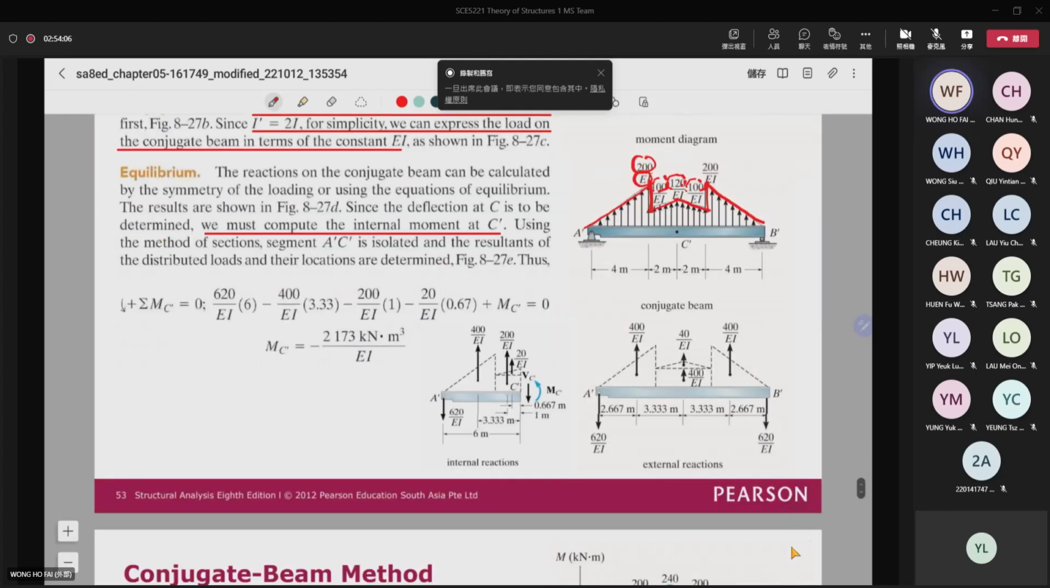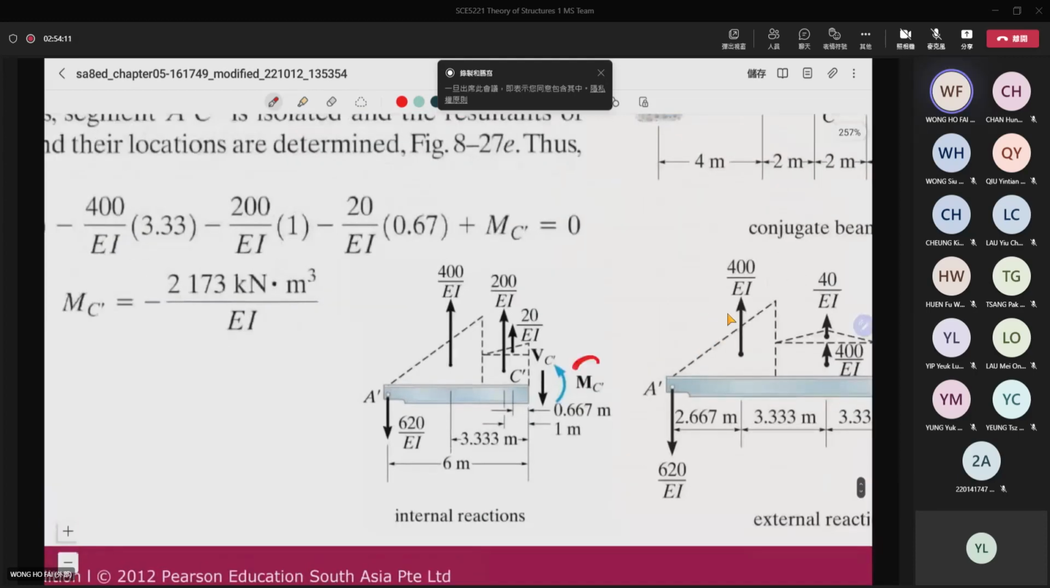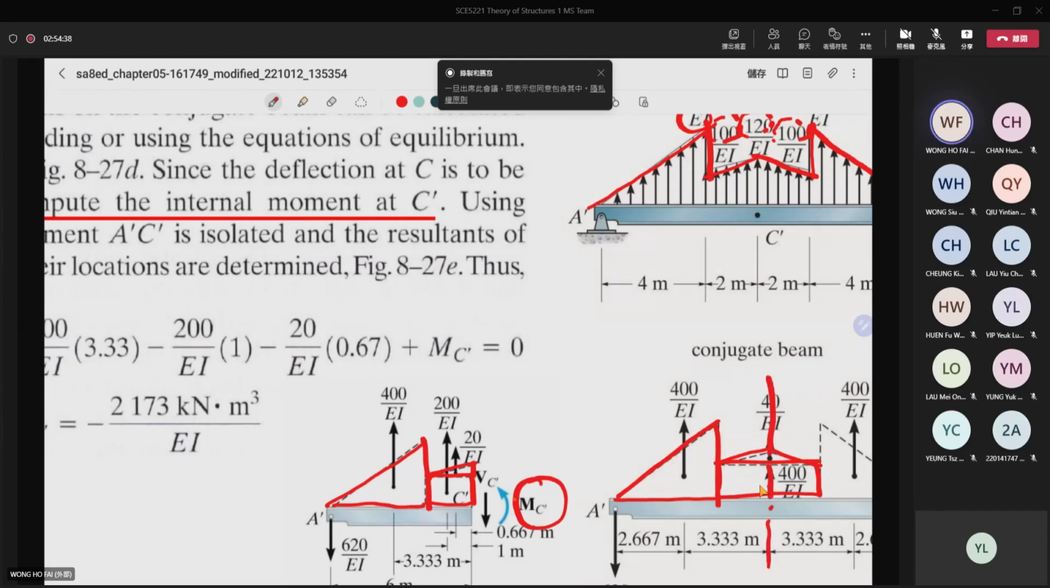And then right here, if you want to find the deflection at the center, then you need to find the moment at the center. And then for this load, you can see that actually you have one triangle here, and then you have another triangle here, and then you have a rectangle here. And then again, you have one triangle here. You have a triangle here. And then you have your rectangle here. You cut the free body, and then you try to find the bending moment.